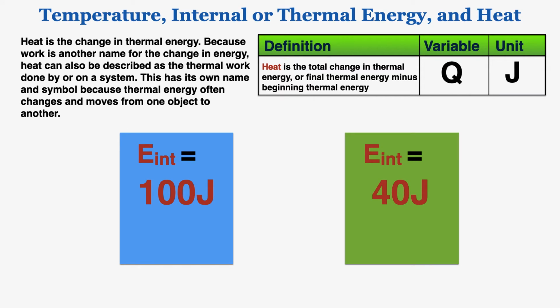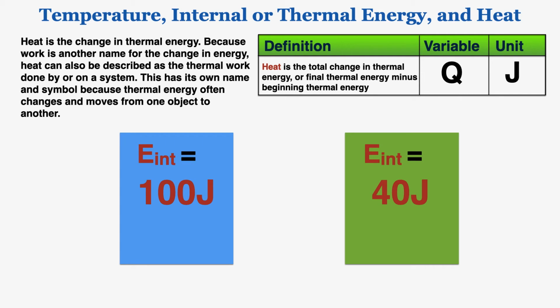Now that we've addressed temperature and internal energy, the last subject to talk about is heat. Heat is the change in thermal energy, and because work is another name for the change in energy, heat can also be described as the thermal work done by or on a system. This has its own name and symbol because thermal energy often changes and moves from one object to another, so we need a specific mathematical symbol for that because that's going to come up a lot in very specific equations.